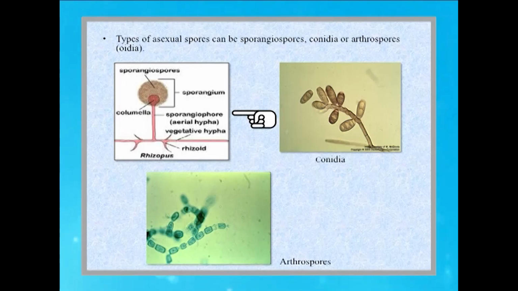Another type of asexual spore is conidia. The third type of asexual spore that we come across is called arthrospores, where the mycelium undergoes fragmentation and gives rise to different spores called arthrospores. So, all these are asexual spores which give a characteristic property to different genera of molds.